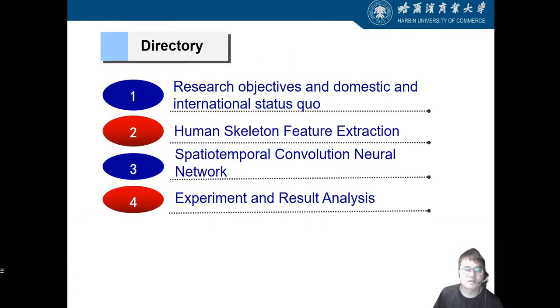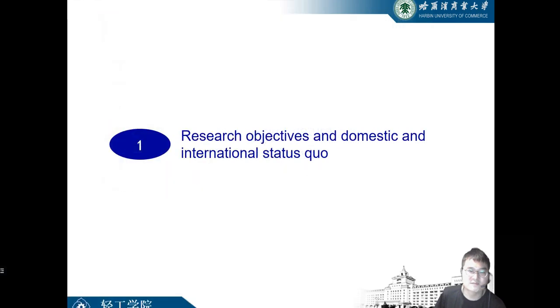The directory has 4 parts. Part 1 is research objectives and domestic and international status quo. Part 2 is human skeleton feature extraction. Part 3 is spatial temporal convolution neural network. The part 4 is experiment and result analysis. This is part 1.